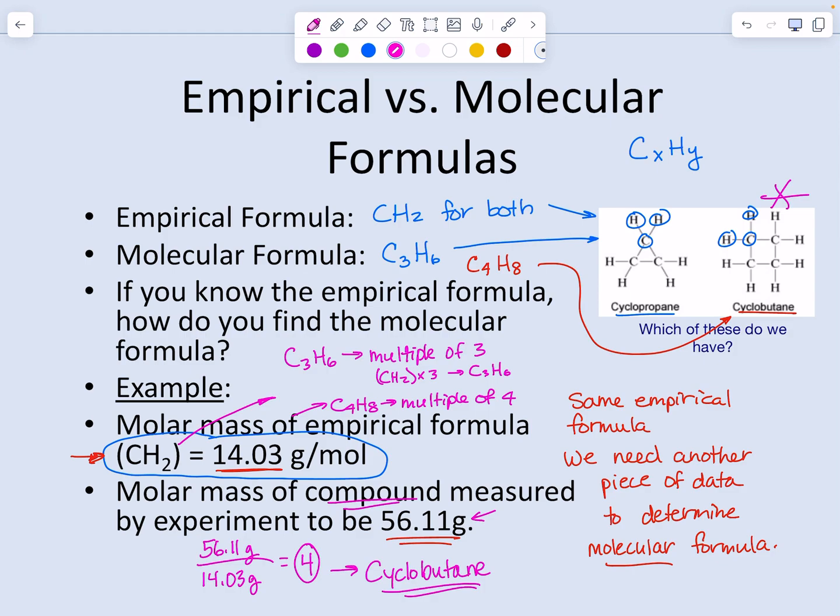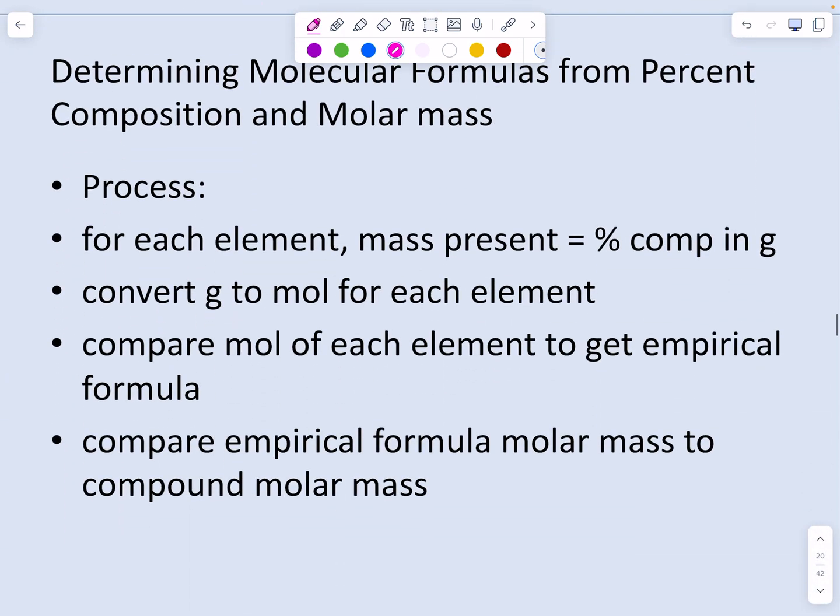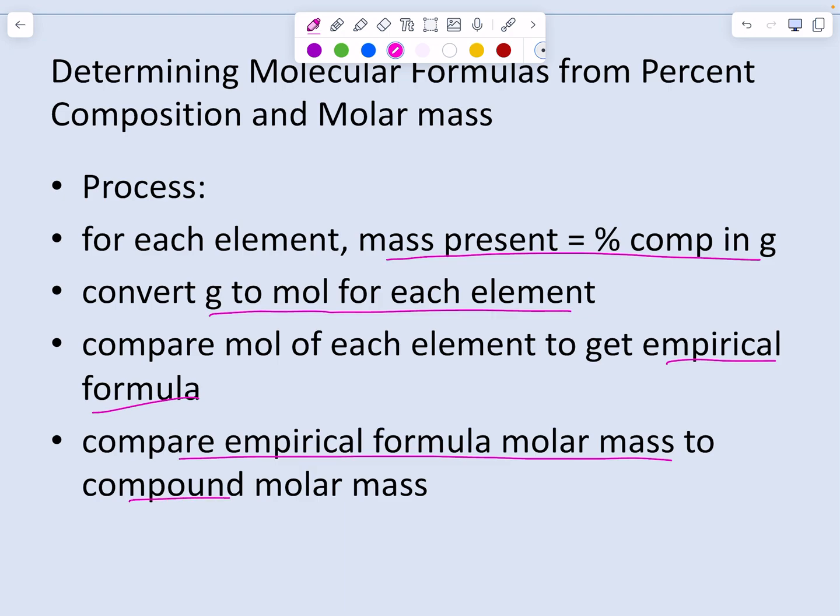All right. So the basic procedure for doing this is for each element, we're going to figure out the mass in grams from percent composition. We're going to convert grams to moles for each element, and we're going to get our empirical formula, okay? And then if we have a molar mass for the compound from experiment, we're going to compare the empirical formula molar mass to the compound molar mass, right?